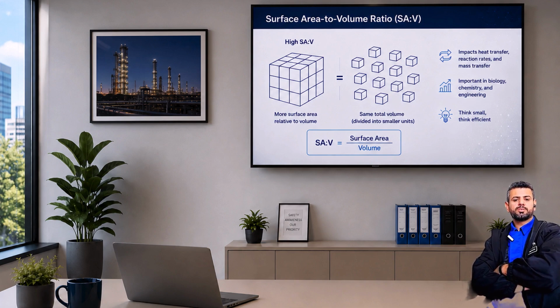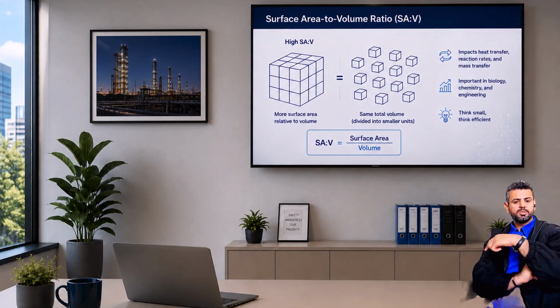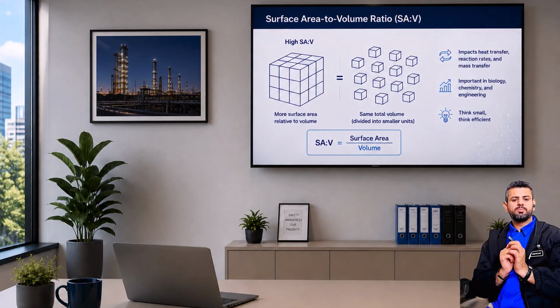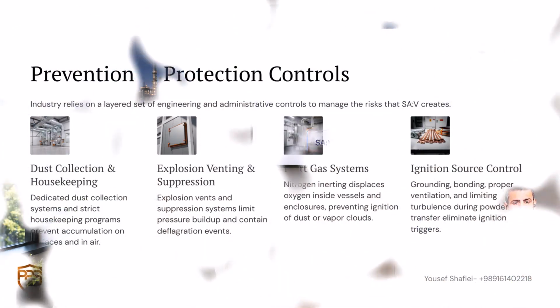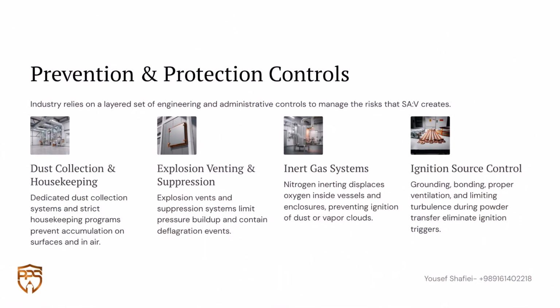So, how do industries control the risk? Typically, protection measures include dust collection systems, good housekeeping, preventing dust accumulation, venting systems, inert gas systems, ignition source control, grounding and bonding, proper ventilation, limiting turbulence during powder transfer, and these controls are essential for reducing explosion risk.